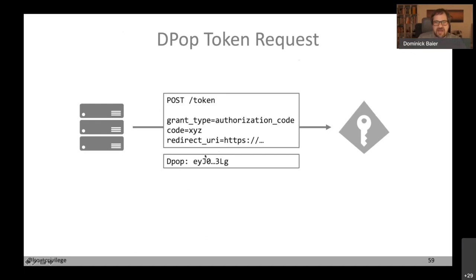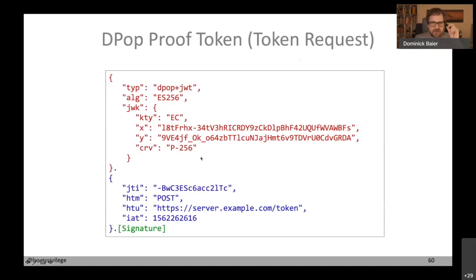What this header is, is another JSON Web Token where you basically create a public-private key pair. You embed the public key into this DPoP token, that's this guy here. Then you put in some claims, like for example the URL, the HTTP method, and a timestamp. And then you use the private key that you just created to sign that token. So when the authorization server receives that token request, it will validate the signature, and that means you have proven to know the private key that belongs to that public key here.